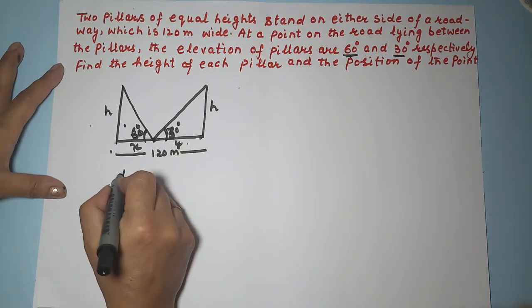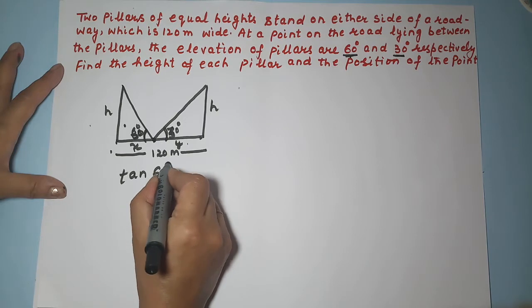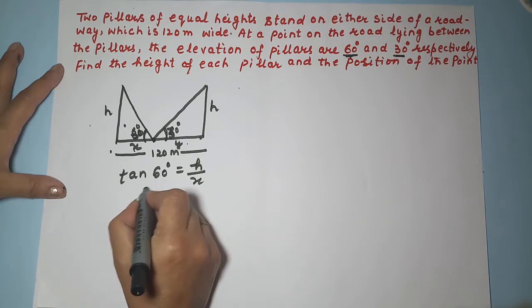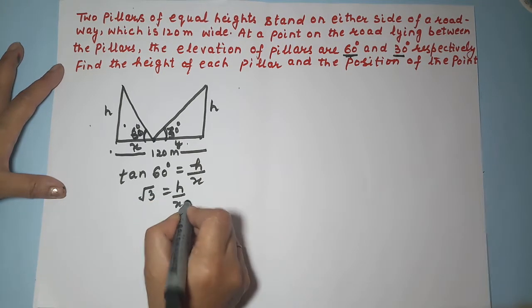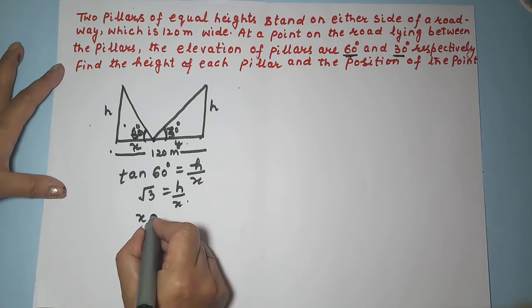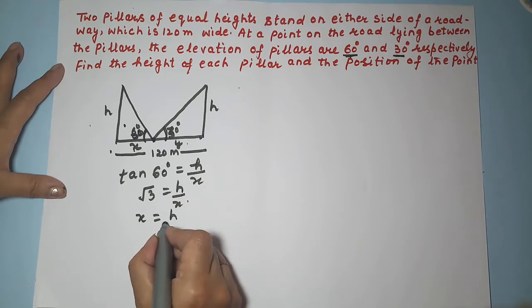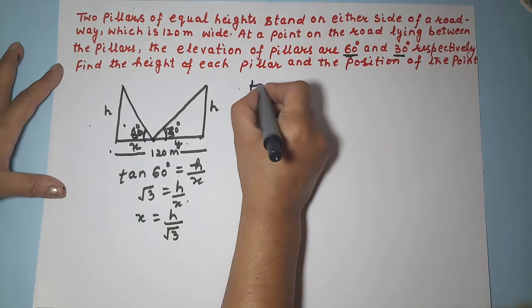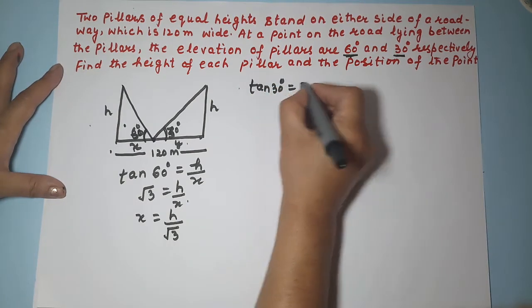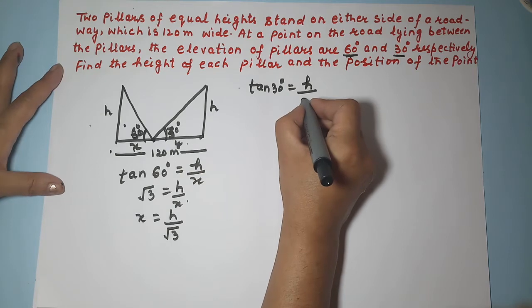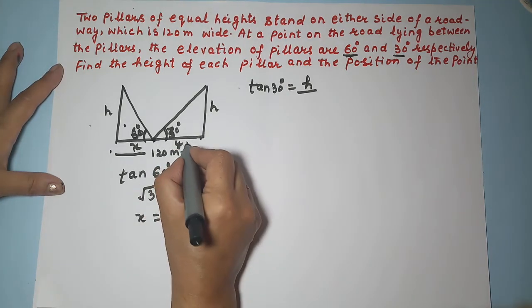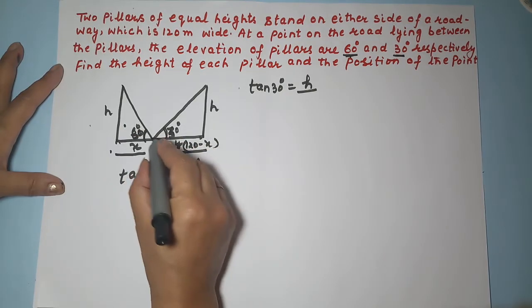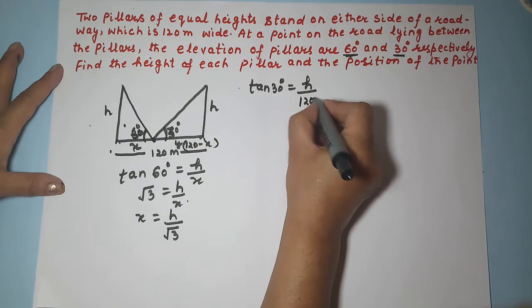Now we will calculate tan 60 degree. Tan 60 degree will be H upon X. This is root 3 is equal to H upon X. So I shift this root 3 here, and my X will be H by root 3. Now I will calculate tan 30 degree. Tan 30 degree will be H upon Y. But Y I can now keep as 120 minus X, because this entire distance is 120. If this much is X, this will be 120 minus X.